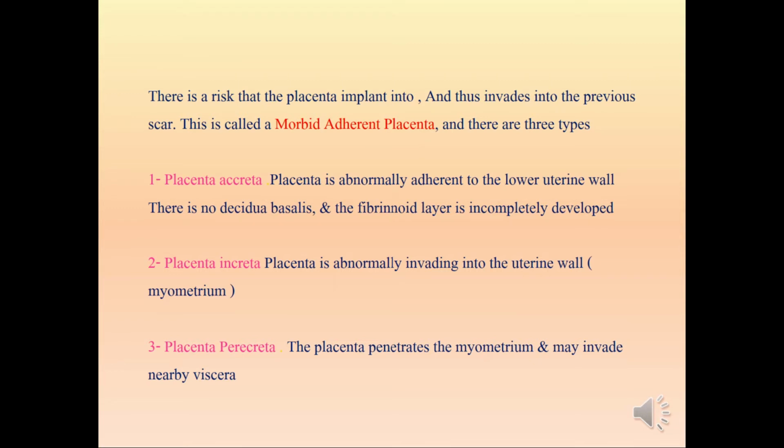Placenta accreta: the placenta is abnormally adherent to the lower uterine wall and there is no decidua basalis, and the fibrinoid layer is incompletely developed. This is called accreta. Placenta increta: the placenta abnormally invades into the uterine wall, the myometrium. Placenta percreta: the placenta penetrates the myometrium and may invade nearby viscera.